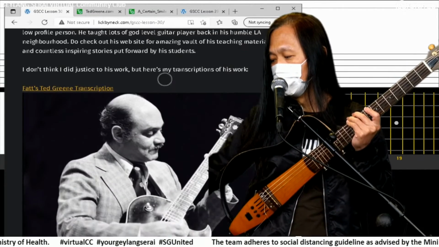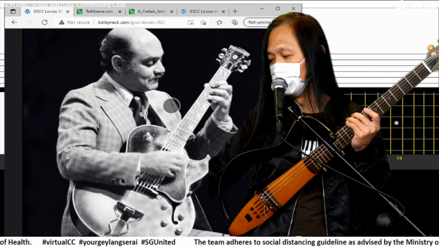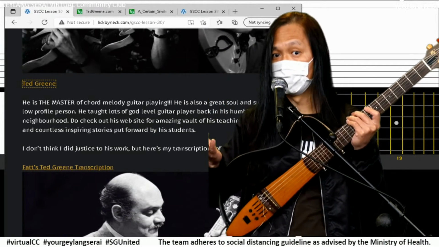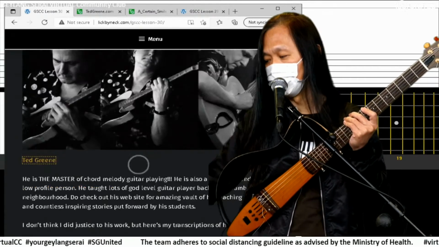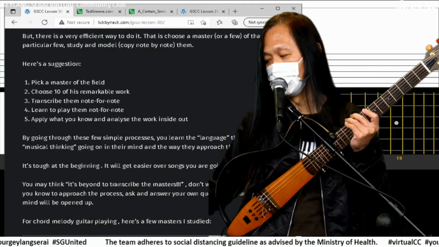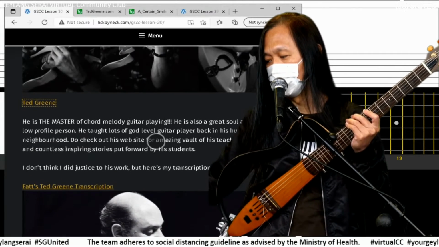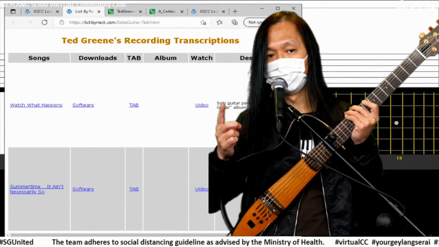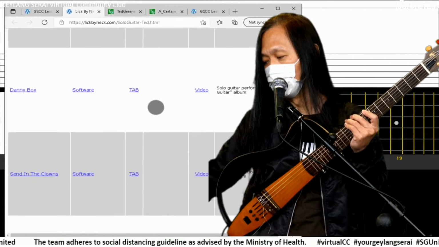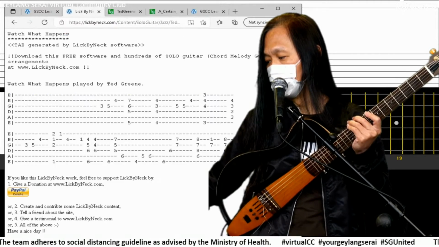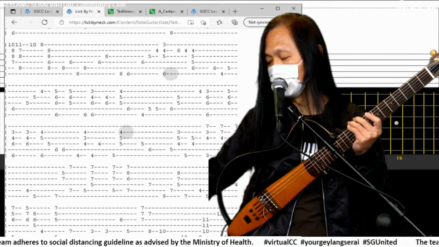The next one I'm going to introduce is... By the way, because I like his playing, I went through the process that I mentioned to you guys: I picked a master, transcribed his work, and learned it note for note. He only has one solo album. This is solo guitar, so I transcribed all his work here. This is what I did, and these are the works that I transcribed.